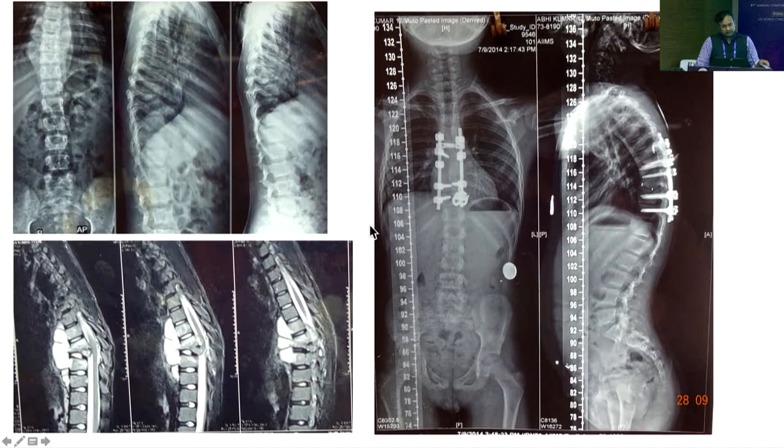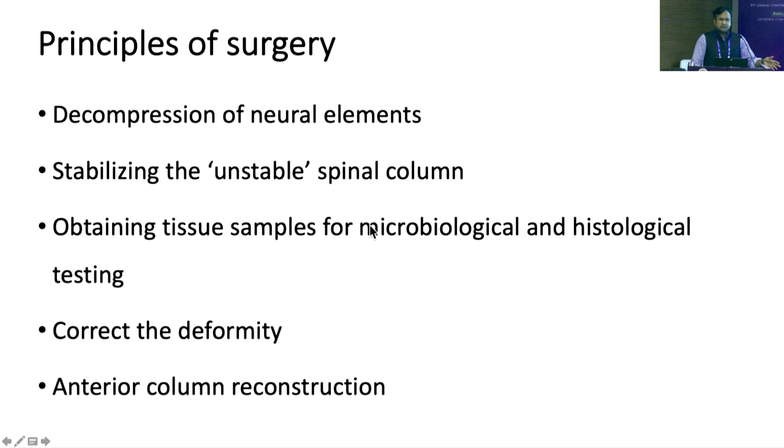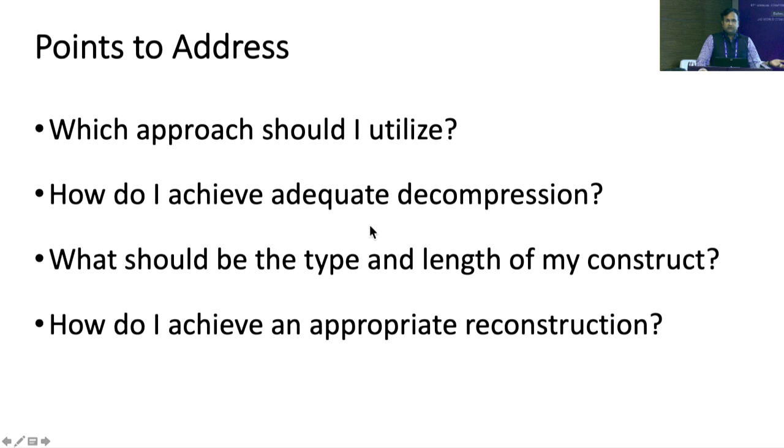Still, we use them, and especially in children, if there are more than two vertebrae involved and there is kyphosis, I prefer to operate on them because they invariably progress, so it is better to operate. Principles of surgery, we all know, I'm not going to detail. The points that remain: which approach should I use? How do I achieve thorough decompression? What should be the type and the length of my construct? How do I achieve an appropriate reconstruction?